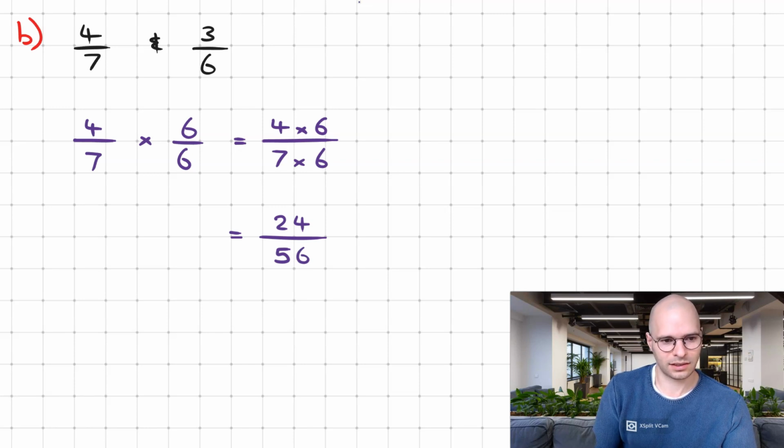Turning our attention to the second fraction, we have 3 over 6. We're going to multiply numerator and denominator by the denominator of the first fraction, in this case 7. So this will be 7 over 7.